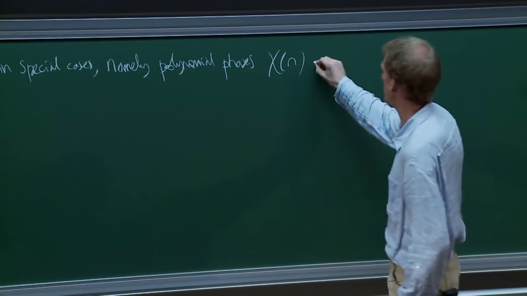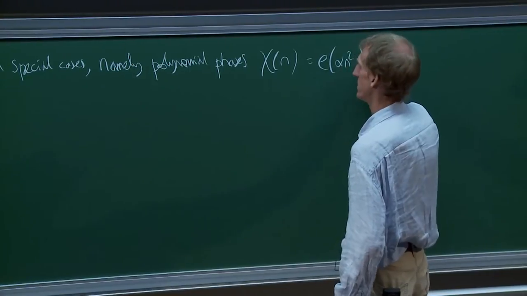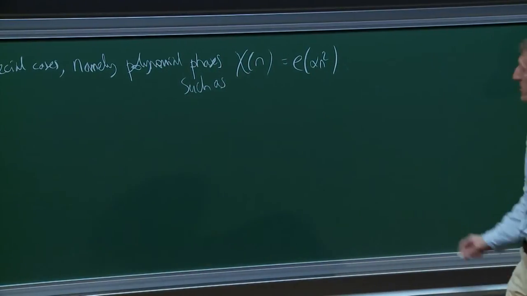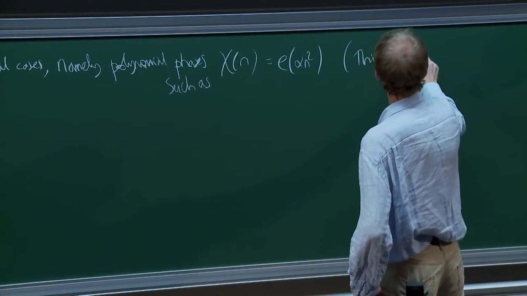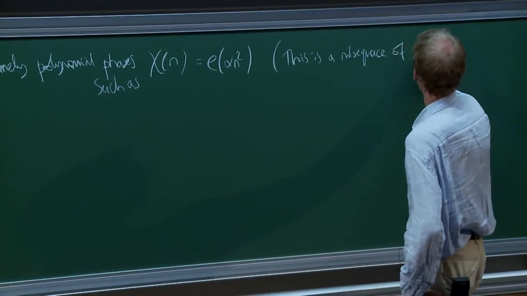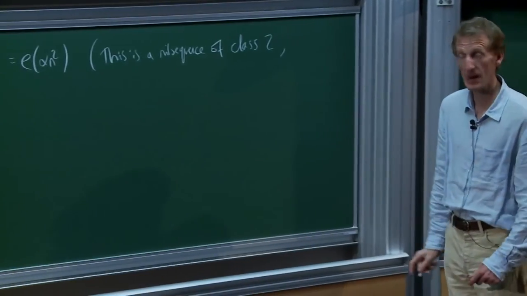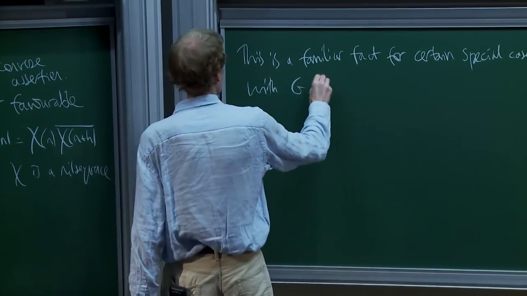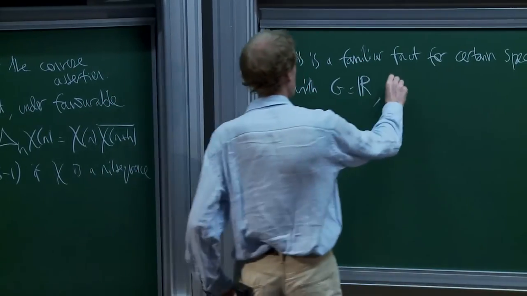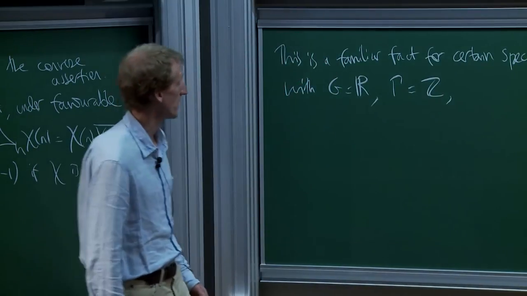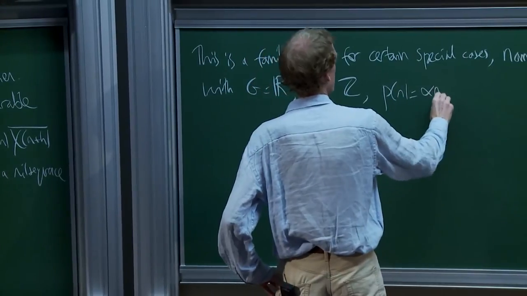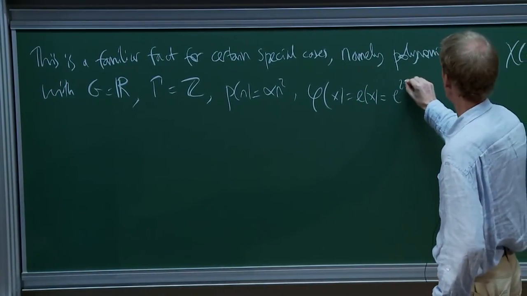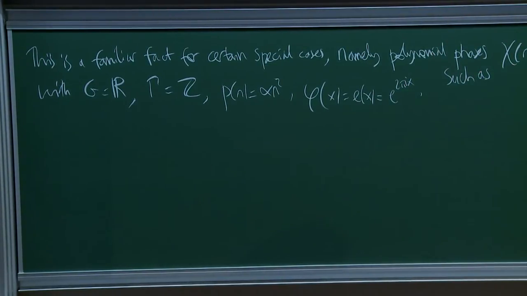So if I take chi of n to be e to the 2 pi i alpha n squared, for example, I mentioned before that this is a nilsequence. So this is a nilsequence of class 2, in which the underlying group G is just the reals. The lattice gamma is the integers. The polynomial p of n is alpha n squared, and then phi of x is e of x, which, let me remind you, is e to the 2 pi i times x. So it is a nilsequence of class 2.